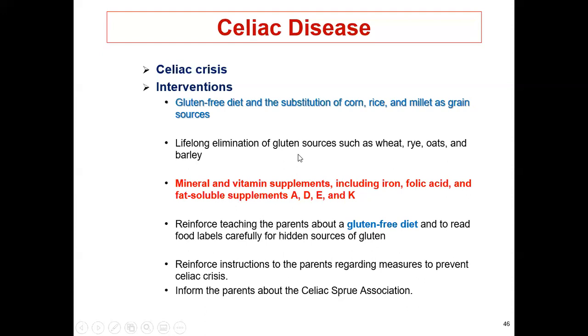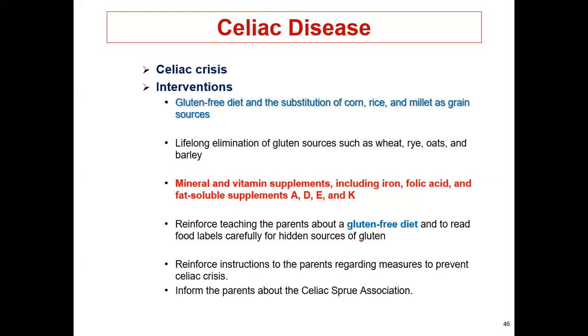So reinforce the teaching of the parents about the gluten-free diet and to read food labels carefully for hidden sources of gluten. So reinforce the instruction to the parents regarding measures to prevent celiac crisis. Inform the patient about the celiac support association. So it is good to provide information.